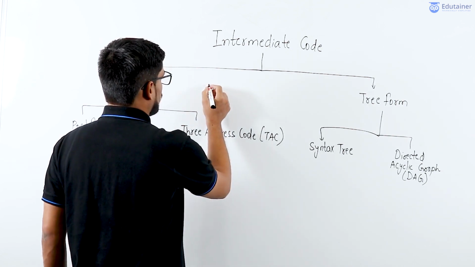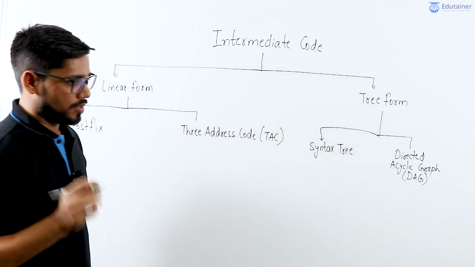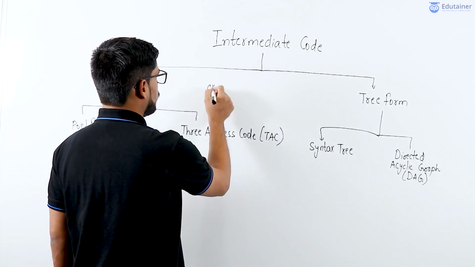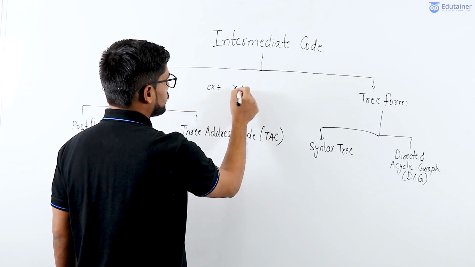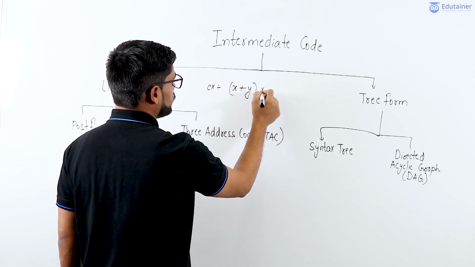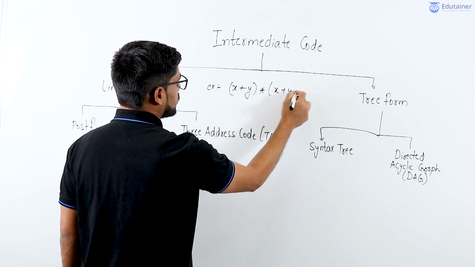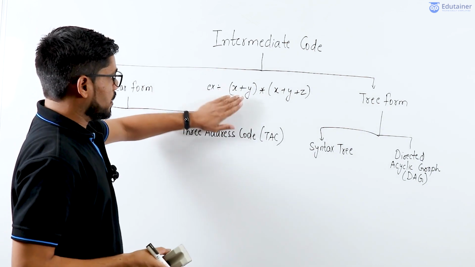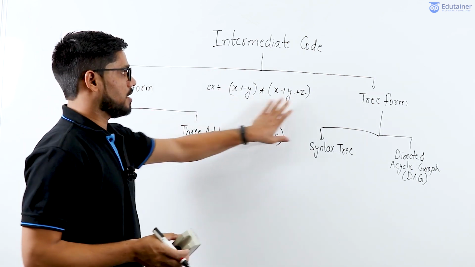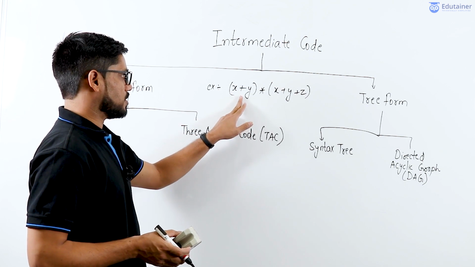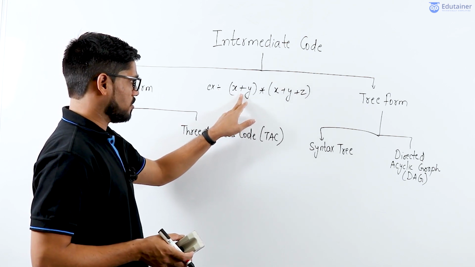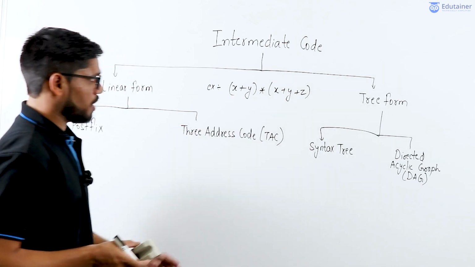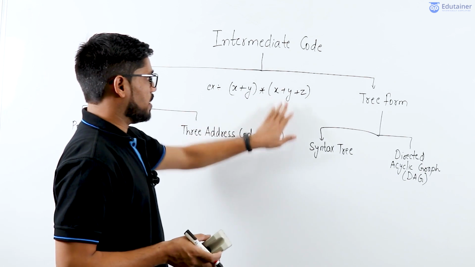Let's say I have a program. In this program only one line of code is present, and the code is (x plus y) into (x plus y plus z). So this line of code contains three variables x, y and z, and there are two operators present. One is plus and second is multiplication. So addition and multiplication are the two operators and three variables x, y and z are present.